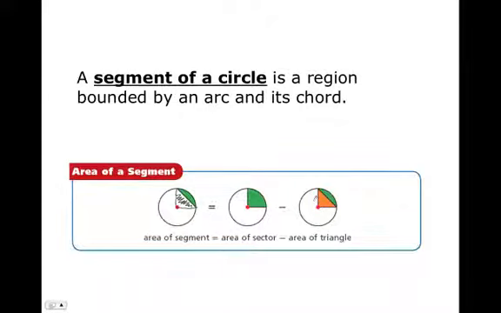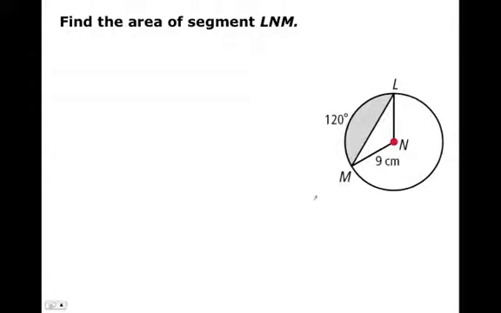Let's take a look. Here we have circle N with a radius of 9, and the measure of arc LM is 120 degrees, which should tell you the measure of angle LNM is also 120 degrees. So we need to find the area of this shaded segment here. Remember, we need to find the sector area and subtract out the area of the triangle. Let's take a look at the sector area first.